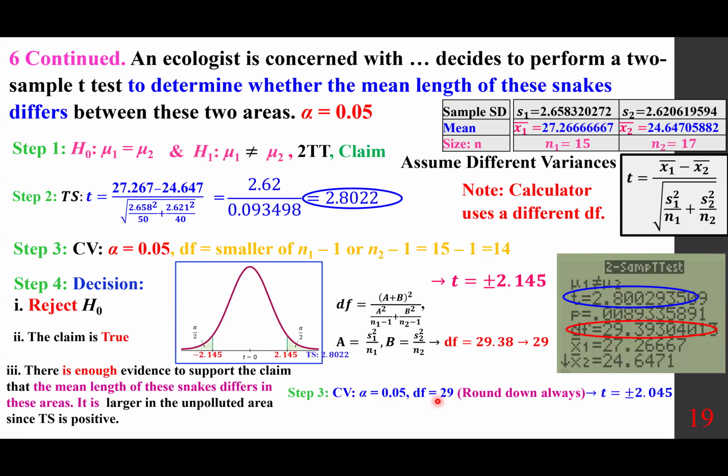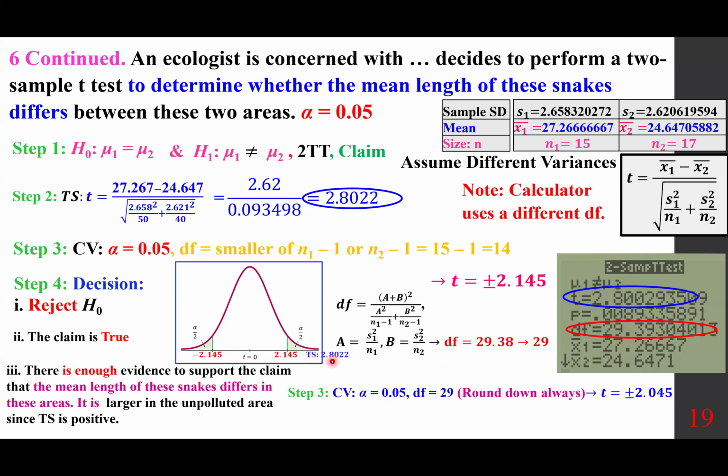So with 29, what is the critical value? Alpha is 0.05, degrees of freedom is 29. T will be different, plus or minus 2.045. However, if I put negative and positive 2.045 here and here, it still keeps the test statistic in the rejection region, which gives us the same result. It happened to work out the same.